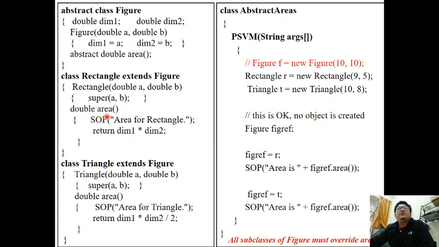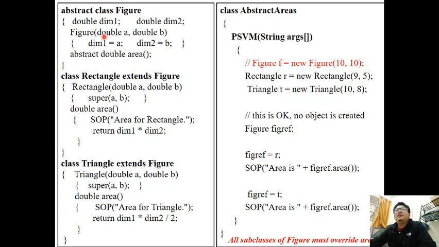Whenever you want to invoke the area of the Rectangle class and the area of the Triangle class, you can obviously create the object of the corresponding class. But my point here is something different. How can I create the reference variable? Can I create the reference variable of Figure? Figure figure reference, so a reference variable.